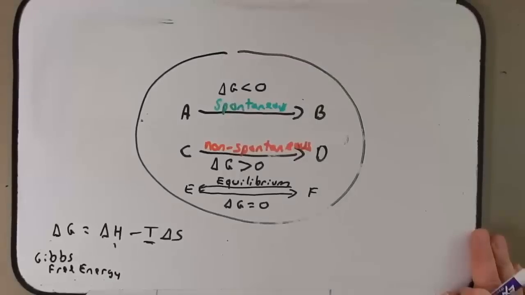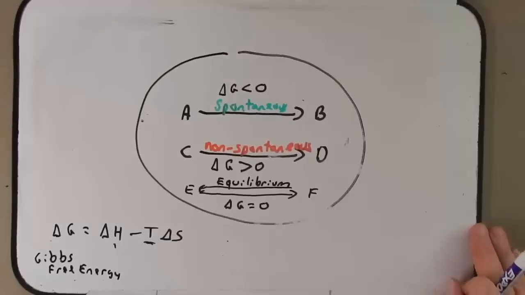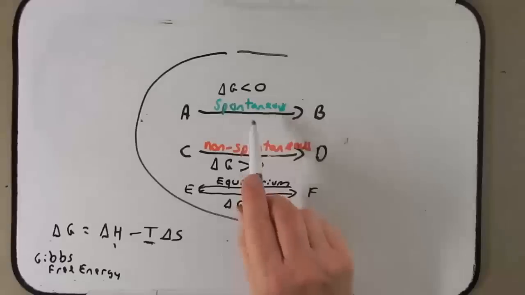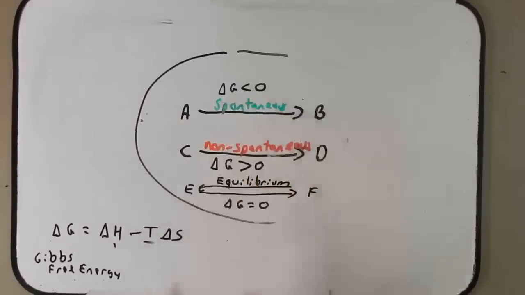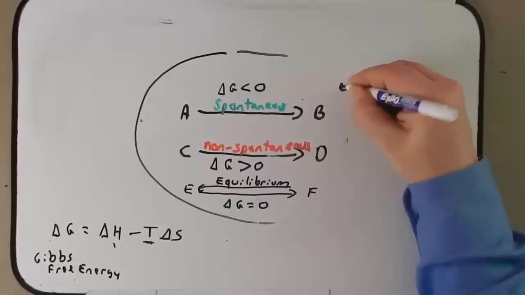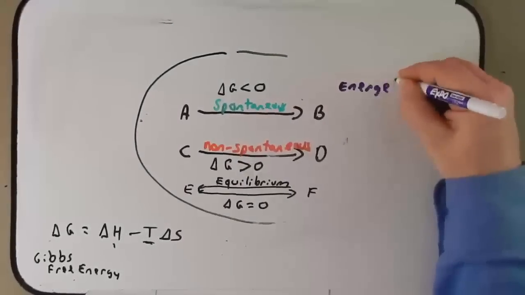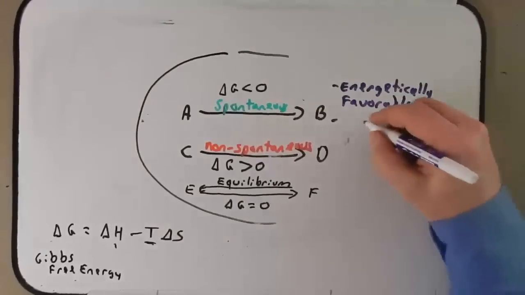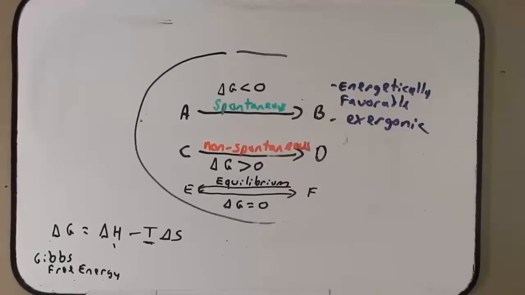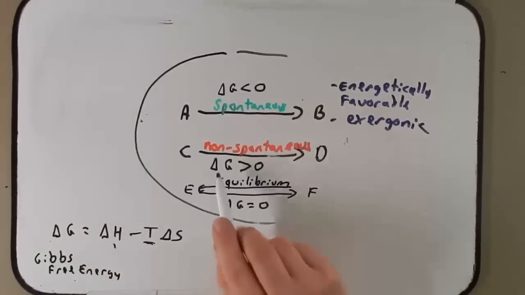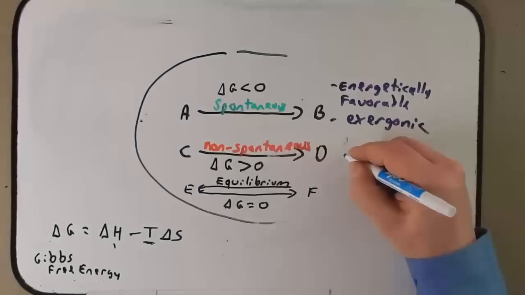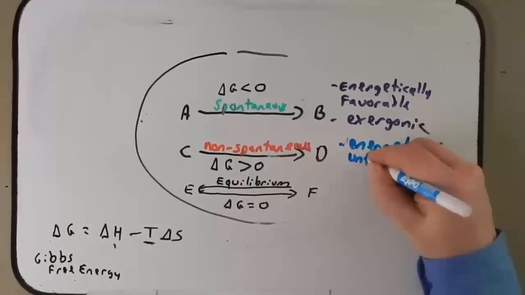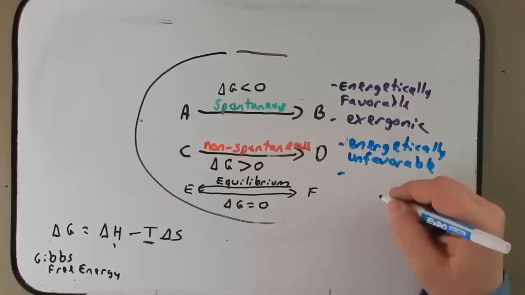Okay, I'm going to throw a couple more terms at you while we're looking at this slide. And I'm going to open up the cell here just so we have some more room to work with. A spontaneous reaction, one where the delta G is less than 0, we say that that is energetically favorable. Another way of saying it is to say that it is exergonic. A reaction that is non-spontaneous, where the delta G is greater than 0, we say that it is energetically unfavorable. And we call these reactions endergonic.